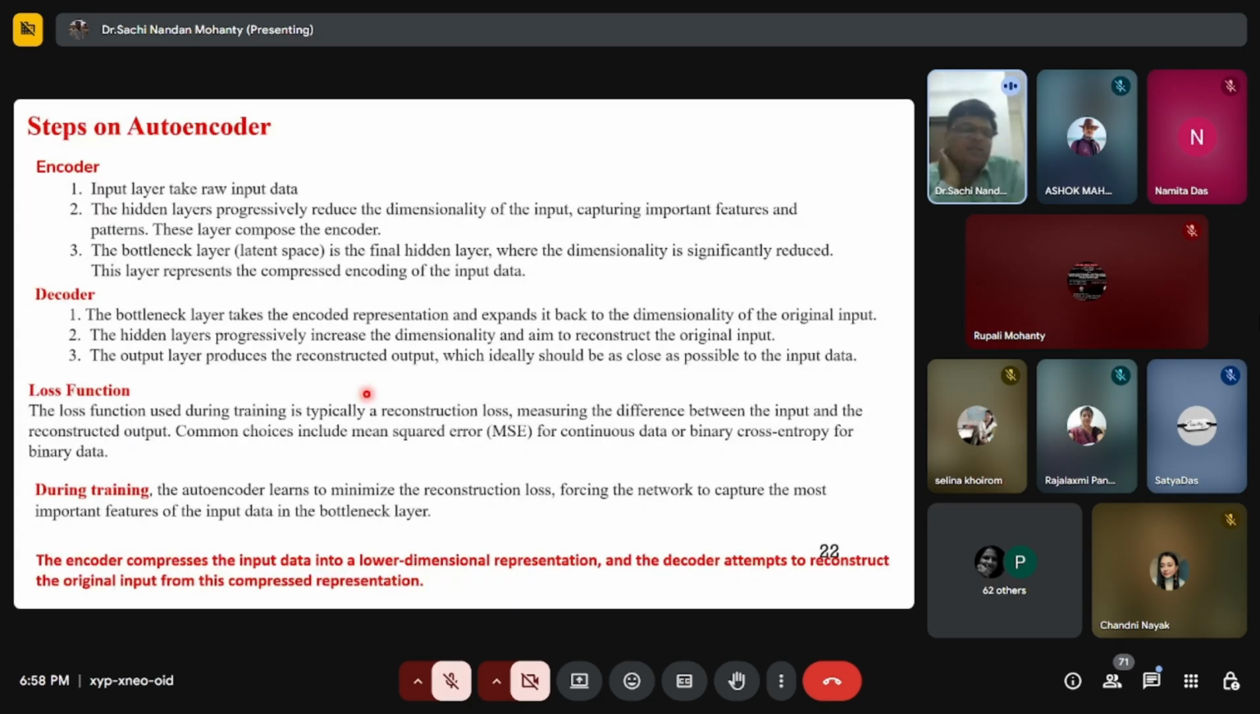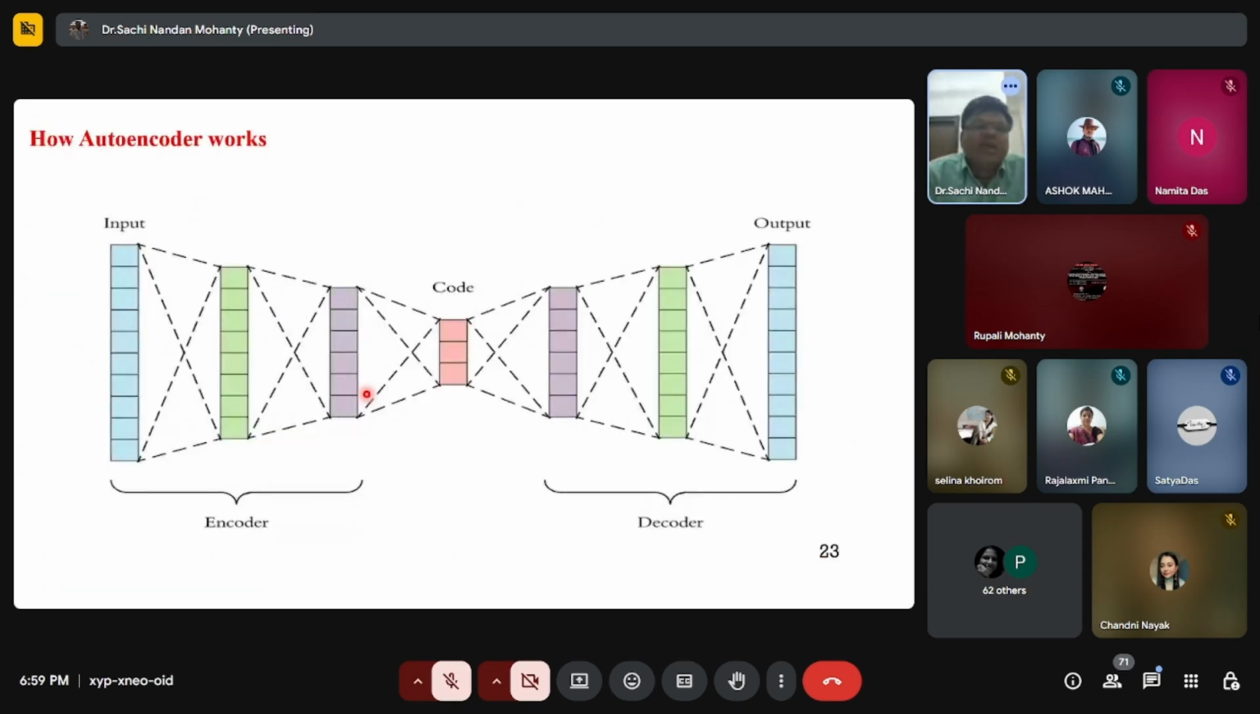During training, the autoencoder learns to minimize the reconstruction loss, capturing the most important features, so that the lower dimensional representation of the input data can be passed across, and the decoder attempts to reconstruct the original input from the compressed information. This is the graphical representation of how the encoder and decoder actually work.